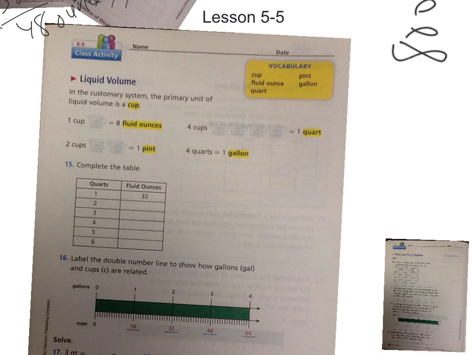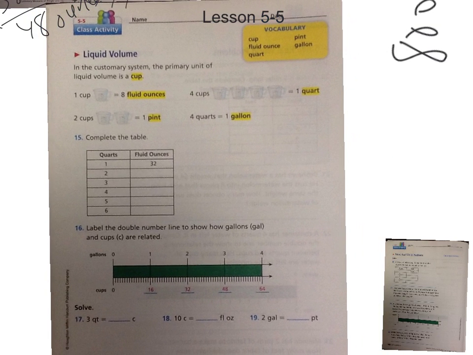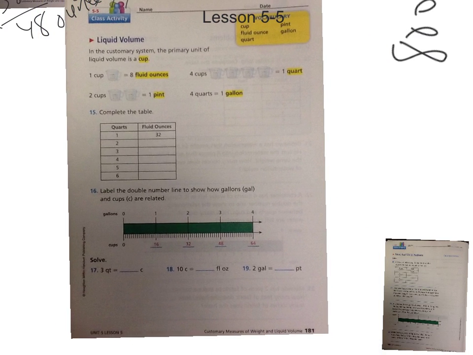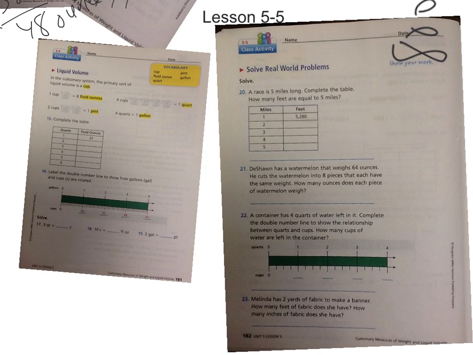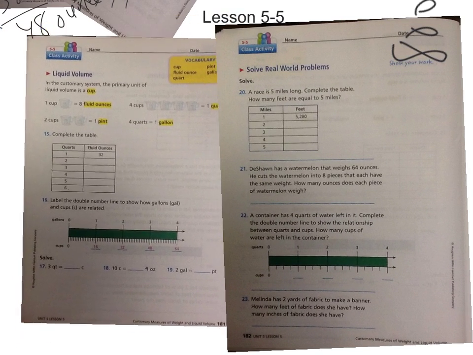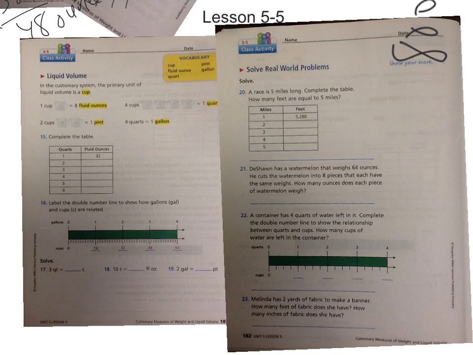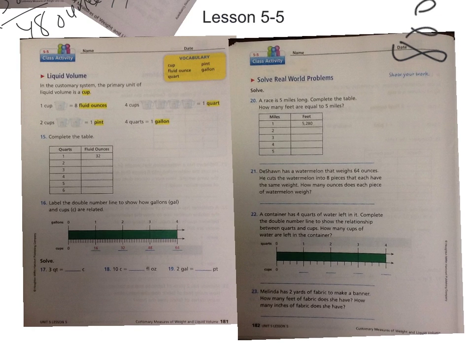Alright, there's not a whole lot of time, but I want you to start looking at liquid volume. It talks about the conversion of 1 cup equal to 8 fluid ounces, 2 cups equals a pint, 4 cups equals a quart, and 4 quarts equals a gallon. There's a lot more to volume, but I want you to flip through these 2 pages, and this is what I want to go over in a small group with you. We'll talk about the volume, and then on the next page, 182, it talks about miles and feet.